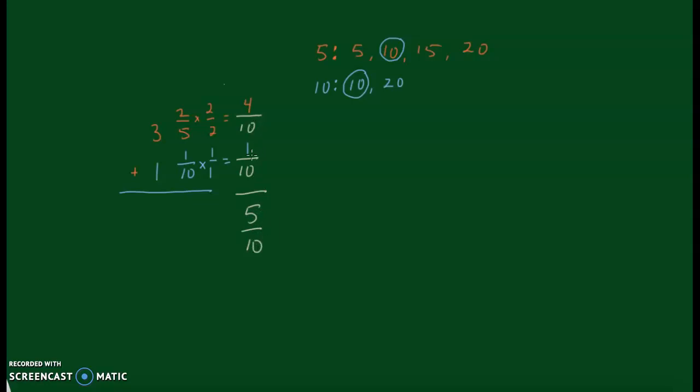After I've dealt with the fractions, now I can go to the whole numbers. 3 plus 1 is 4, so my answer is going to be 4 and 5/10. Now that answer is fine for us. Some of you might see 5/10 and think of 1/2, and you can go ahead and write that as well. So 4 and 1/2 would be the other answer. They are the same answer. They are equivalent.